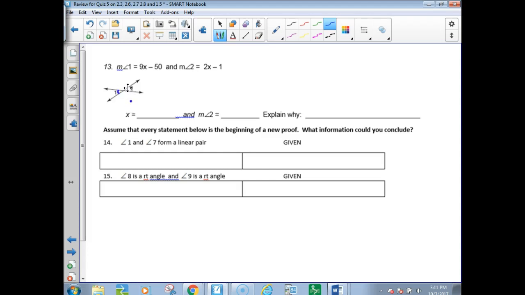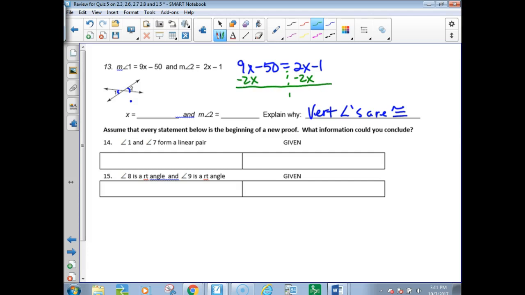These guys are both acute. As a matter of fact, they're the same little size, so they're equal. So by the vertical angles theorem, we write vertical angles are congruent. Okay, they are not supplementary. We've got 9x minus 50 is equal to 2x minus 1. So I start doing my algebra. I have x's on both sides, so I need to get them on one side. So I subtract 2x. And then I have 7 times x minus 50 is equal to negative 1.